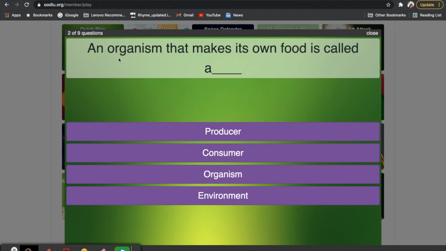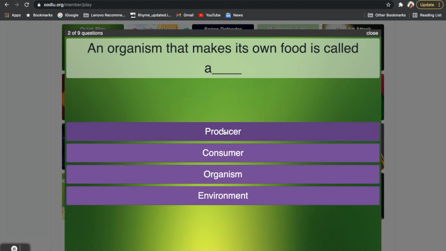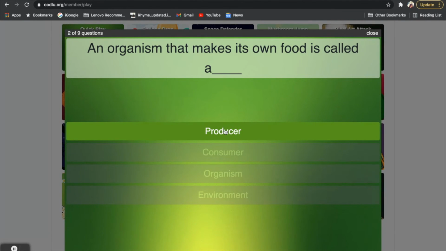Alright, question 2. An organism that makes its own food is called: is it a producer, consumer, organism, or environment? Answer on Edpuzzle now. If you said producer, that is correct. A producer makes, or produces, its own food.